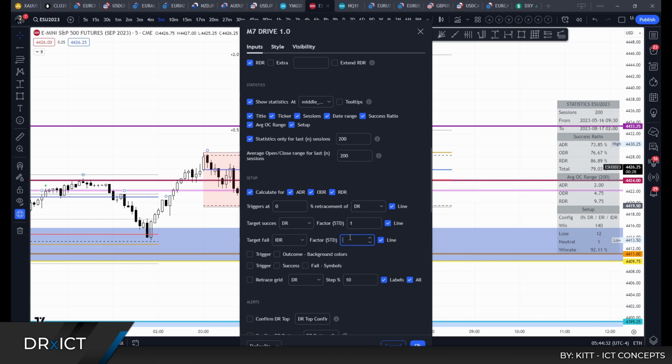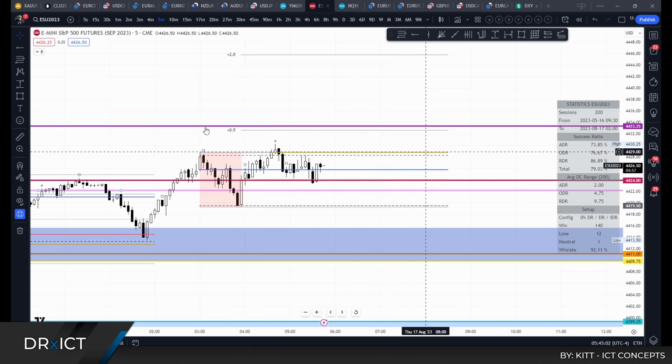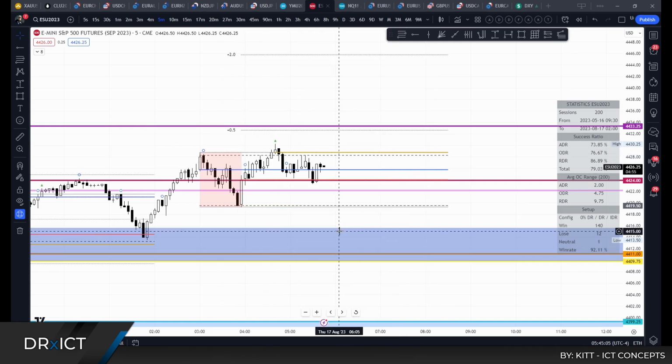Put negative 0.5. Oh, jeez, didn't work. I'm not so worried about this. This is just for you guys to see. I don't click any of this stuff personally, but you can. So this is our trigger rate. Let's go back to the data. Let's do this again.